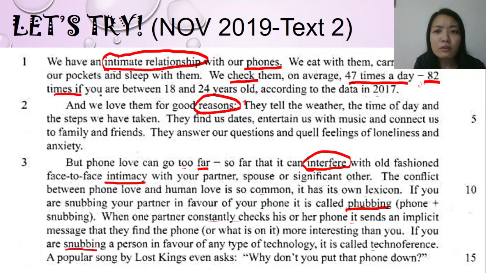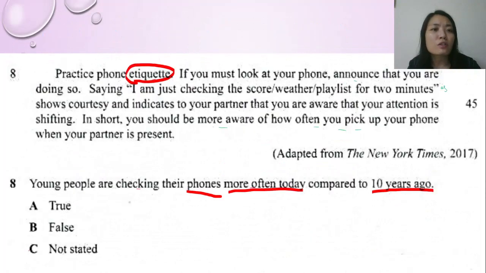Is it more often than 10 years ago? Anywhere something about more often? Not really, so we don't know. Is it more often today or not? Actually, we don't know whether it's more often or not. If that's the case, then not stated. There's nothing about being more often. It just says that they check them a lot, isn't it? But there's no comparison to 10 years ago. And there is nothing contradicting also.